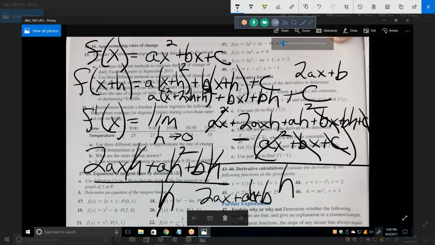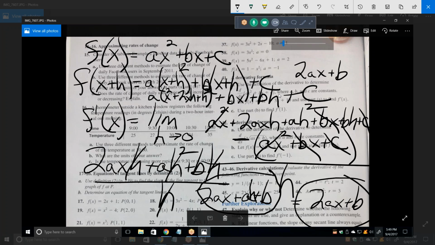Now, as h goes to 0, this whole thing goes to what? In other words, that's what we get. Now let h go to 0. What do we have? 2ax plus b. And that was our derivative. 2ax plus b, using the power rule. We just did it the hard way. That's all. Okay?